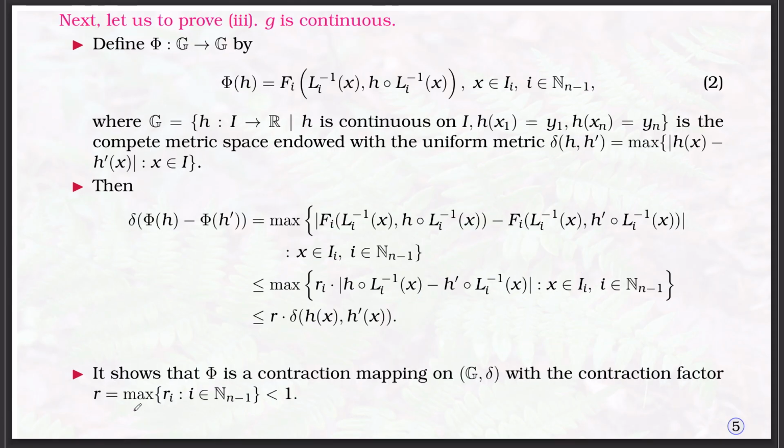So, it shows that phi is a contraction mapping on G with the contraction factor r. R is the maximum among all the numbers r_i. Now, phi is a contraction mapping on G and G is a complete metric space. Therefore, this phi has a fixed point.